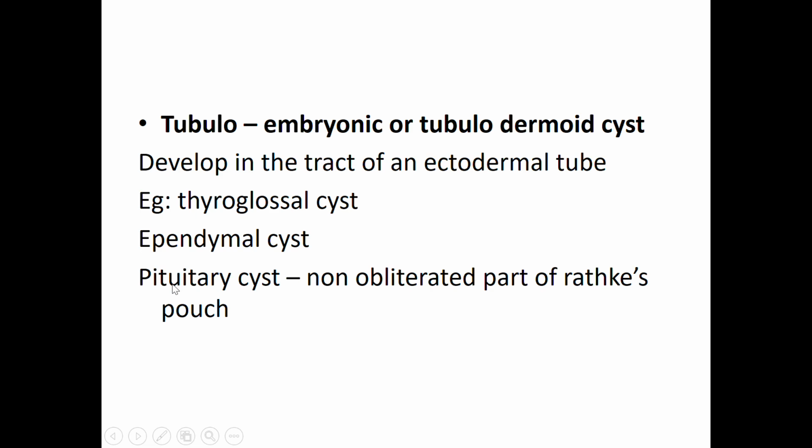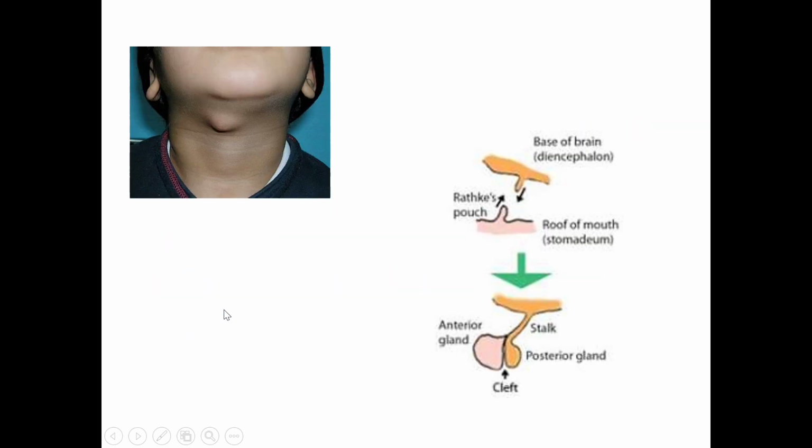And then you have the pituitary cyst that is formed because of the non-obliteration of the Rathke's pouch. So after the formation of the pituitary gland, this Rathke's pouch sometimes can remain, and this can lead to a pituitary cyst. Okay, so this is an example of a thyroglossal cyst, which can be seen in the ectodermal tube. Similarly, here after the formation of the pituitary gland, there can be a remnant of the Rathke's pouch, which is present in the form of a cleft, and here a cyst can be produced.